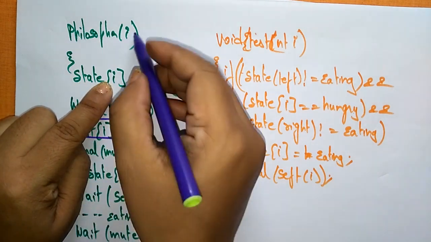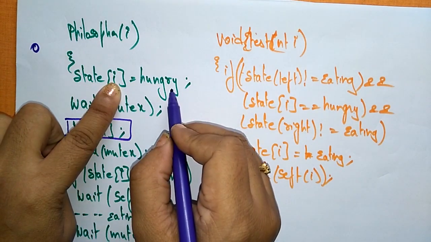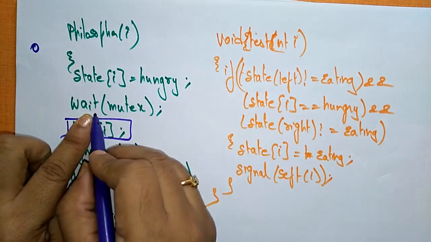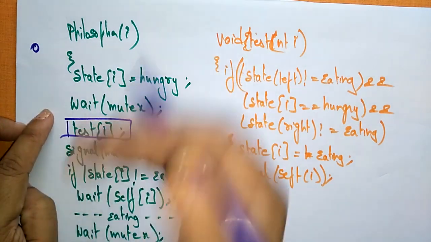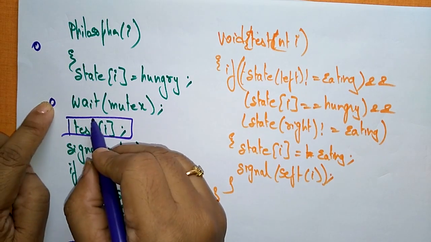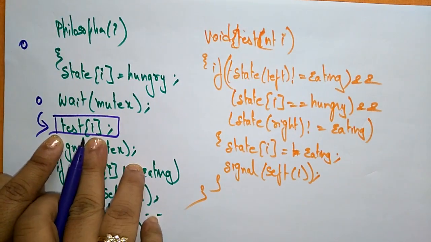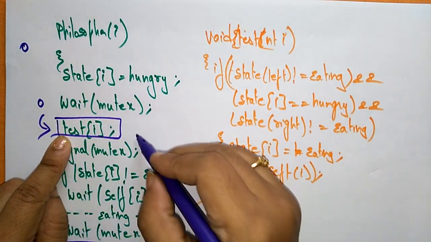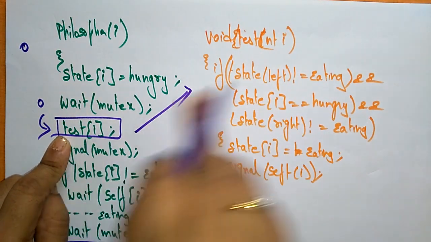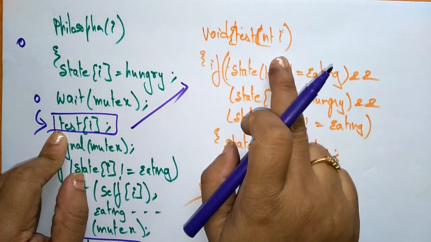The state of i, let's take philosopher 0. State of 0 is hungry. Whenever he is hungry, he is calling wait(mutex). Whenever the mutex, initialized to 1, is decremented, it becomes 0, and whenever it is 0, it enters into the critical section. Whenever it enters the critical section, the philosopher calls this test(i), so the test of 0, that is philosopher 0.